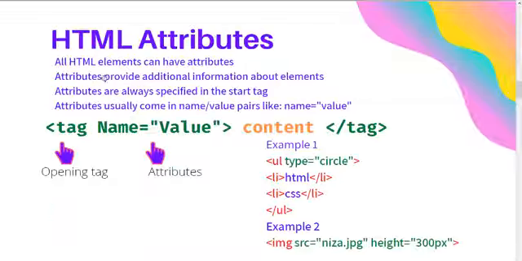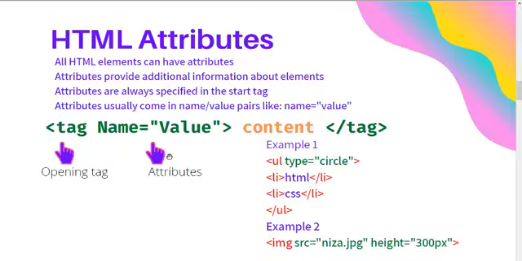We'll talk about attributes. HTML elements can have attributes. So all HTML elements, which are tags, can have attributes, and these attributes provide additional information about elements. Attributes are always specified in the start tag or the opening tag. So this is your closing tag, this is your opening tag.